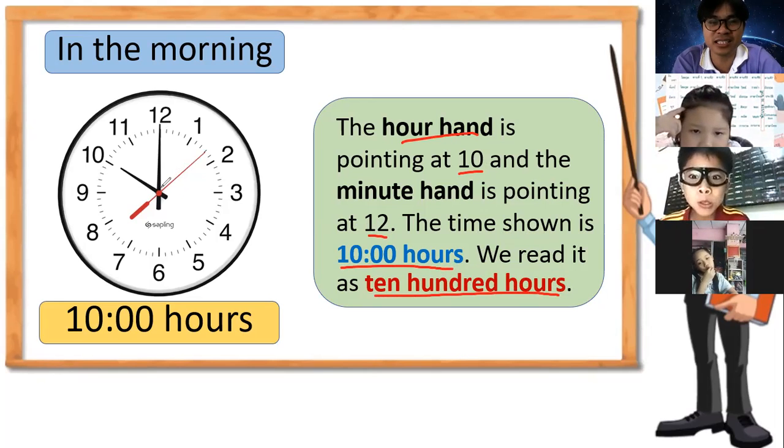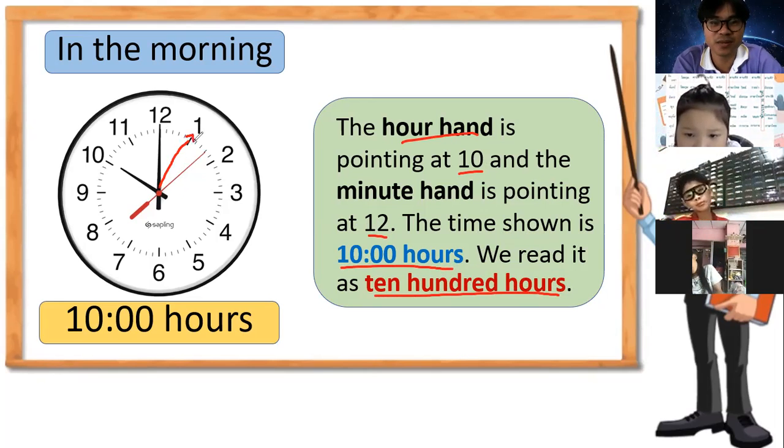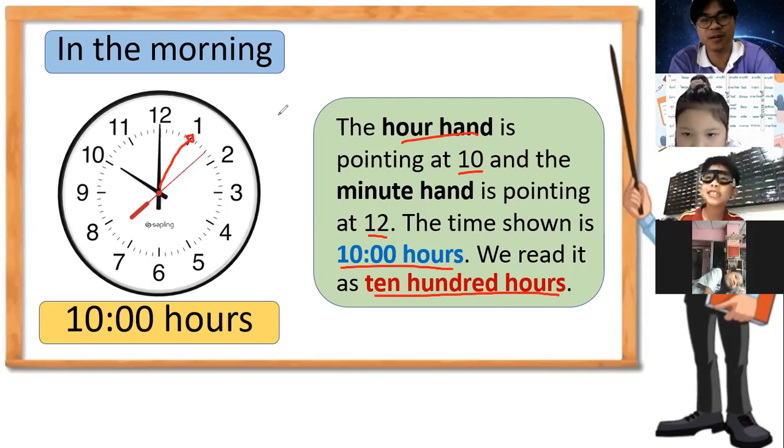If the minute hand is at 1, it's 10:05 hours. If here, 10:10 hours, like that. So you just tell the minutes. But here, there are no minutes. It's exactly 10:00 hours, 10 o'clock.